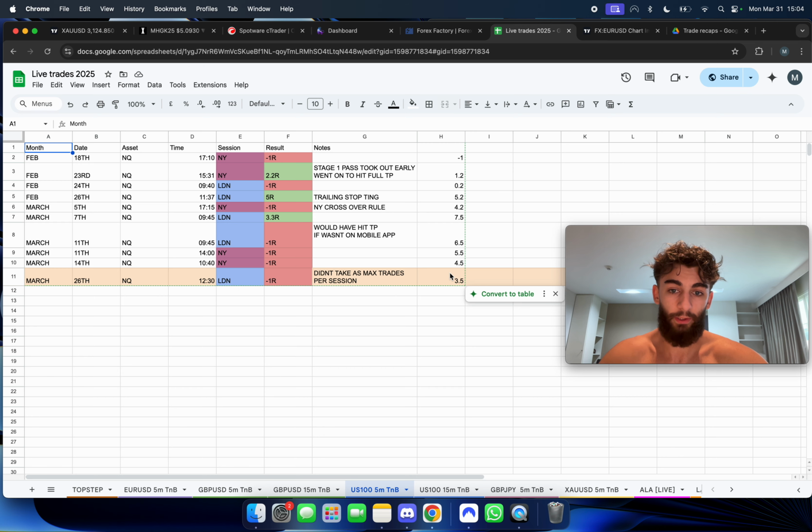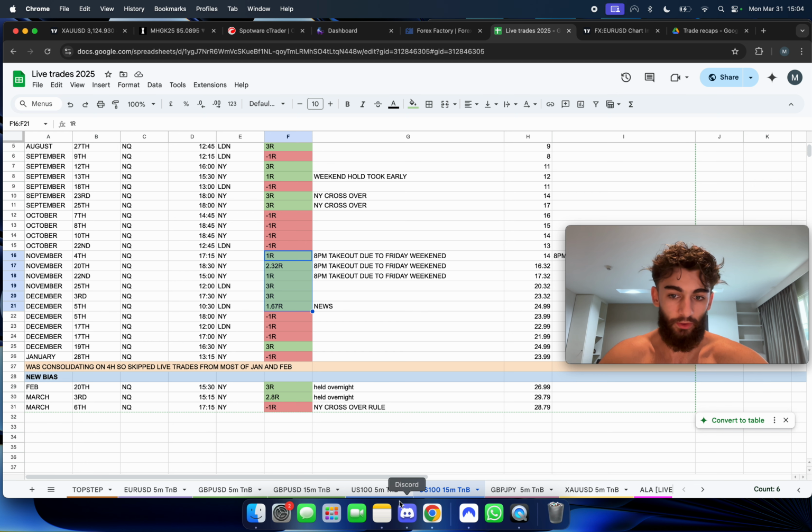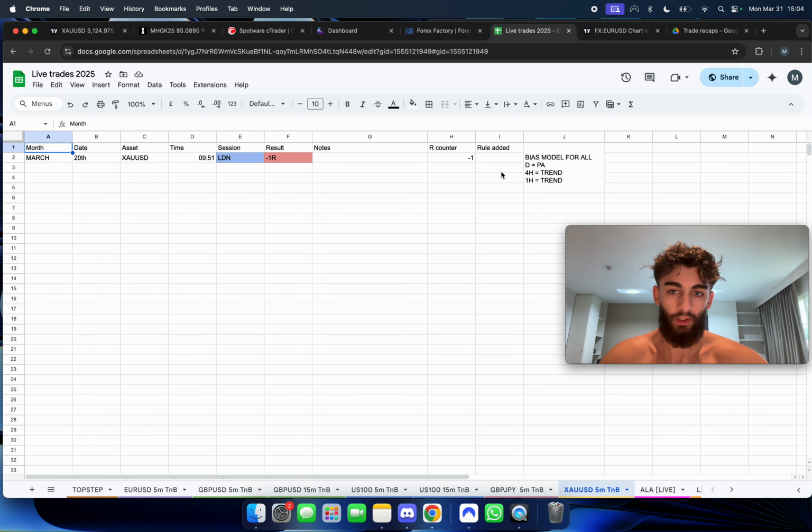US100 isn't looking that good, but we are up 3.5R. Can't complain. US100 on the 15-minute. We've obviously been trading this for a while, so we're massively up on that. GJ, 4R up, 2 trades. Gold, we've only taken the 1 position, and we are 1R down, unfortunately.